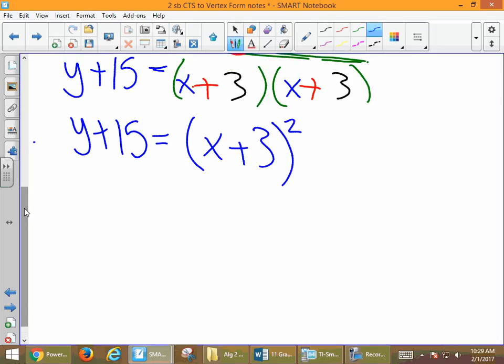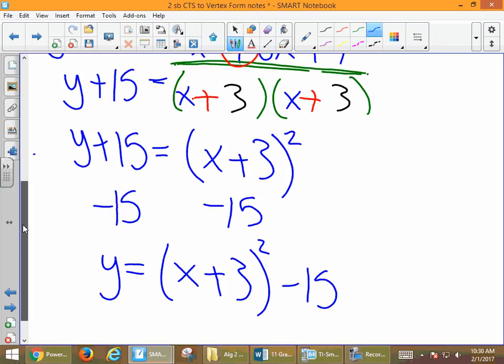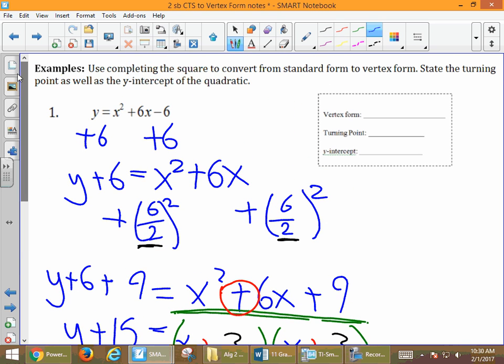So what do we need to do to get y by itself? Subtract 15 from both sides, and we'll get y equals x plus 3 squared minus 15. And this is our vertex form of our quadratic that we had before. So if we scroll back up, we can write it in our little box up here. We'll say y equals x plus 3 squared minus 15.